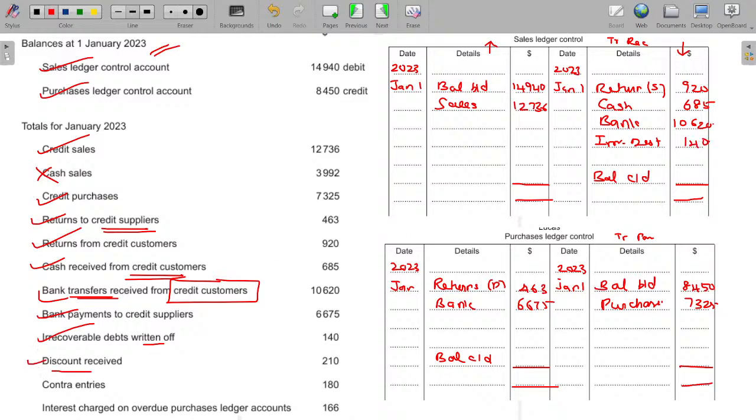Discount received. Discount received is a revenue for us. It should be posted here. Discount received, the value being 210. It should be posted here. Discount received.